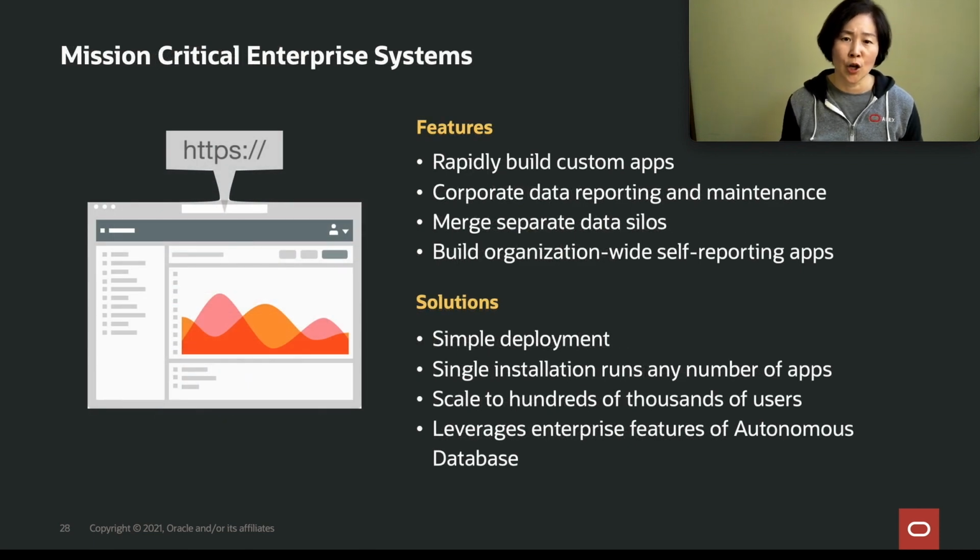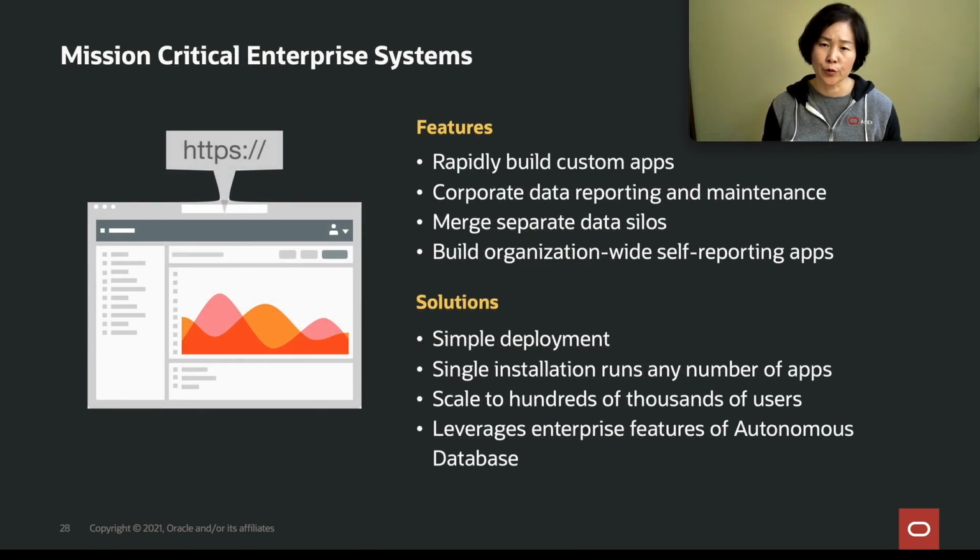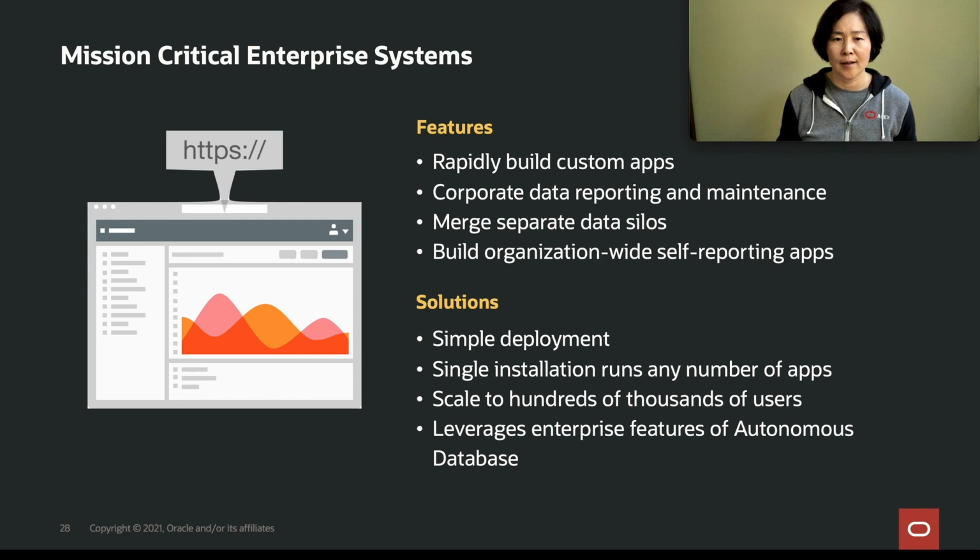And finally, you can use Apex to build mission-critical applications that are used by thousands of users on a daily basis. As much as Oracle Database scales, Apex scales as well, and it is a truly enterprise-ready low-code platform. It includes features necessary for enterprise application development, such as security, integrity, scalability, and availability. You can leverage enterprise features of Oracle Database as well as the autonomous database features to build these types of enterprise systems.